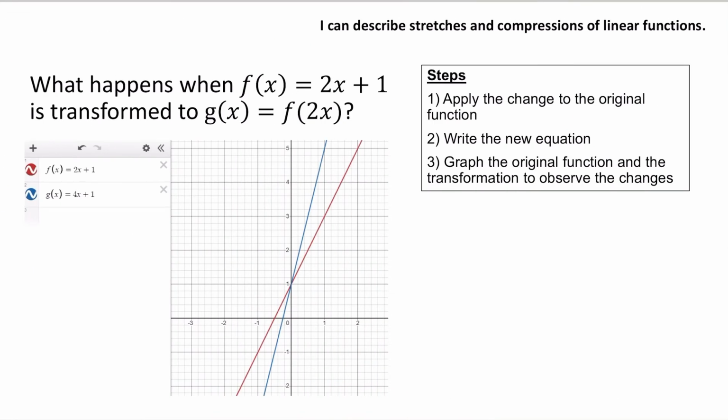If I graph both equations, I can see that this is in fact true. So f of x is in red, g of x is in blue, and you can see that g of x is in fact more steep.